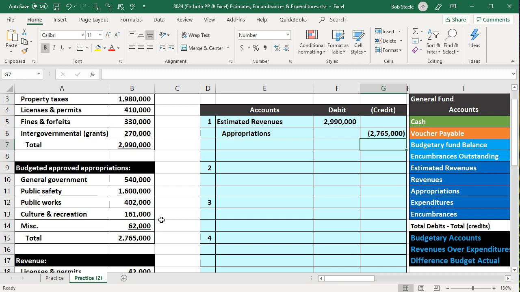So there is that. Now, of course, we have a difference between the debit and the credit. We're going to record that difference somewhere. We're going to have an equal number of debits and credits.